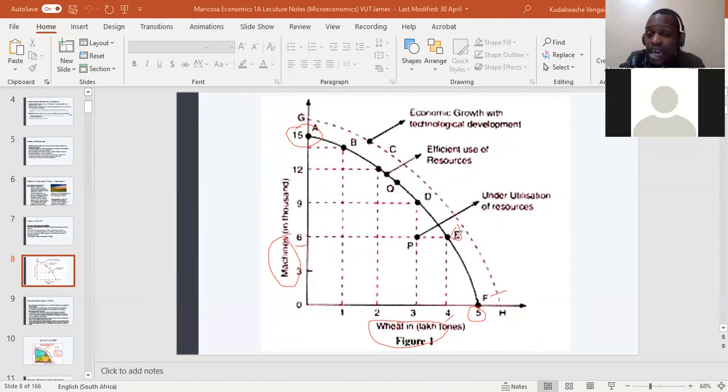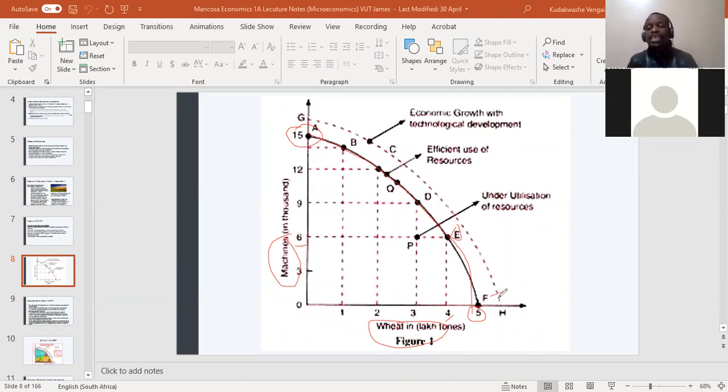But again, at point E, we are saying that they are using all of their resources. So the production possibility curve, or the PPC line, is the line that shows us the output that is going to be produced in an economy when all the factors of production are being utilized. Everything on this line, which is A, B, C, D, E, F, represents when we are using all our factors of production.